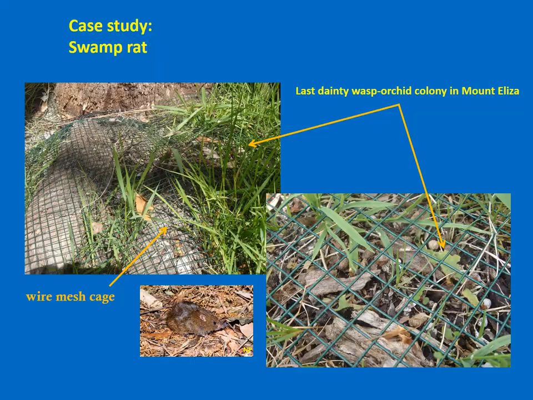Another herbivore that may become overabundant is the swamp rat. And we saved the last dainty wasp orchid colony in the nick of time from these swamp rats with a wire cage. But the wire cage itself poses problems. It attracts attention from people, and it impedes management of the grassy vegetation under the mesh, and also prevents blue-tongued lizards accessing the site to control the invertebrate predators of the orchids. So these orchids, you can see in the right photograph, those leaves are chewed by invertebrates.